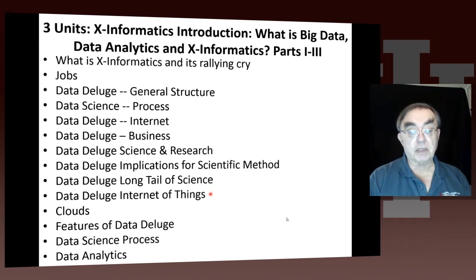The number of things on the internet is increasing 31% compound-wise year to year. We're going to reach 75 billion by 2020. Then we discuss clouds, features of the data deluge, the data science process again, and data analytics.